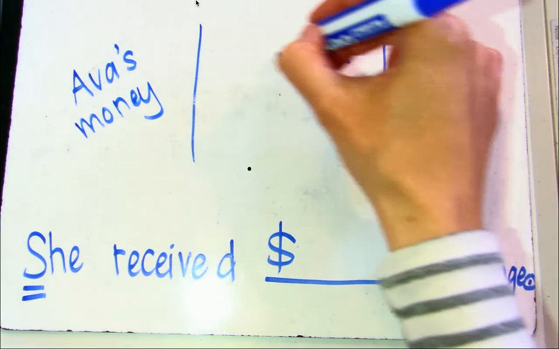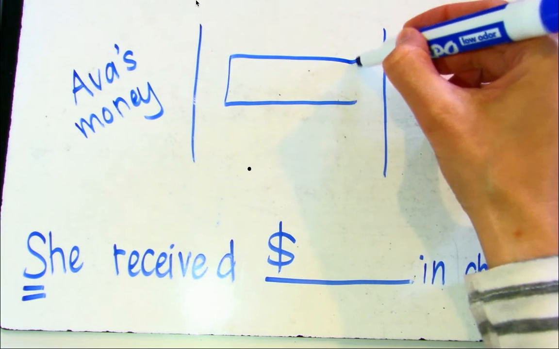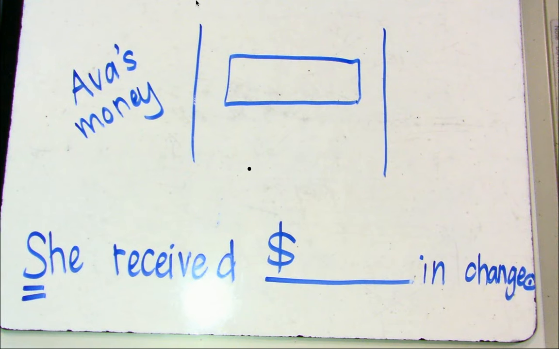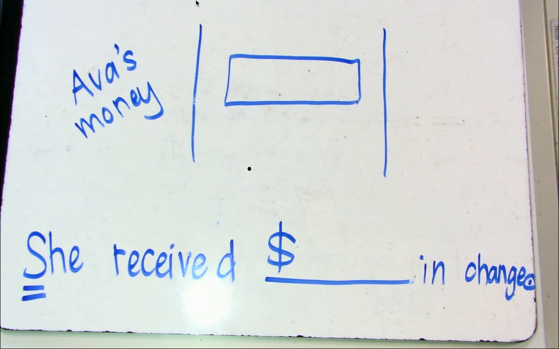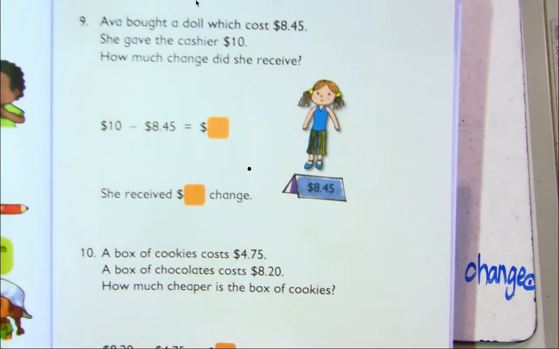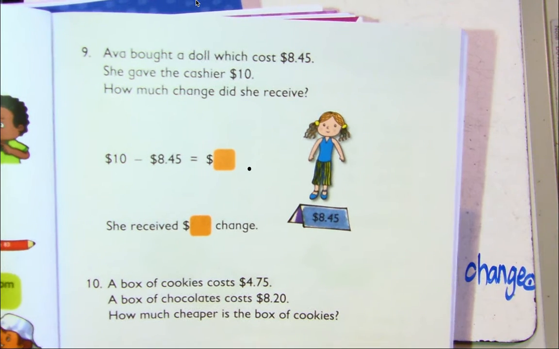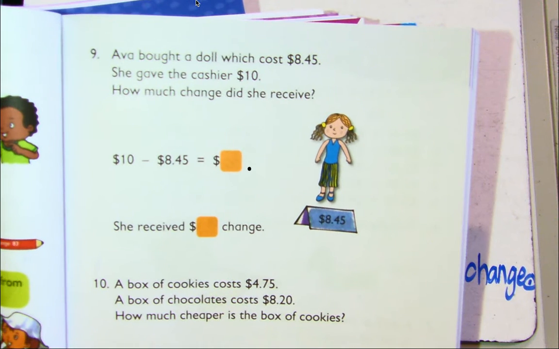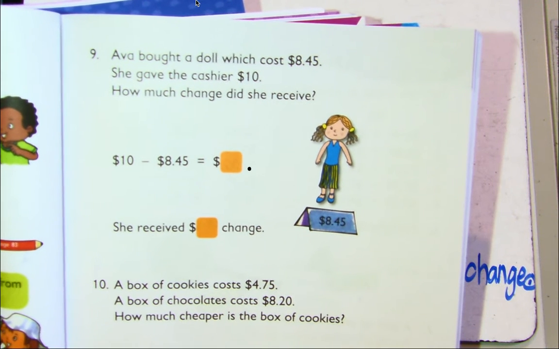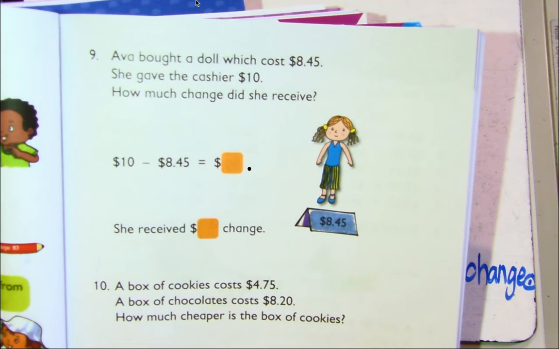In the middle, we have our unit bar, and that is just a fancy name for a rectangle. And then over here to the side, we're going to solve our problem, work our computation. All right, so if we go back and look at our problem, we know that Ava bought a doll that cost $8.45, and she gave the cashier $10. How much change did she receive?